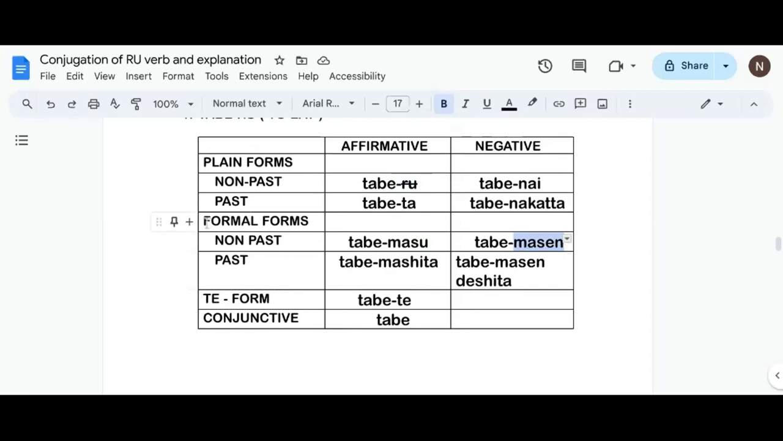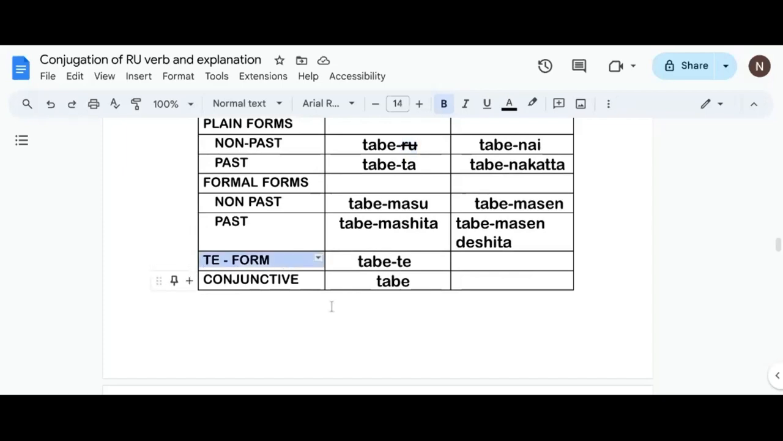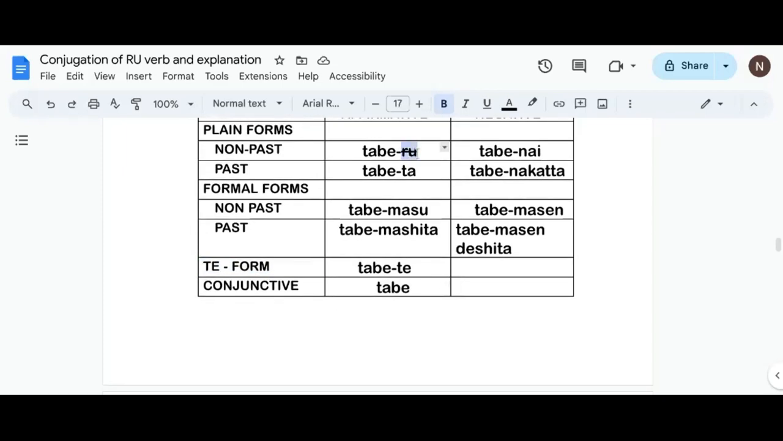In your past form, formal or masu form, past tense, drop the ru and add mashita, and it will become tabemashita. In your negative, formal way, past tense, drop the ru again: tabemasen deshita. And then in your te form, drop the ru, add the te: tabete. You can say this, tabete kudasai. Tabete imasu. I am eating now.